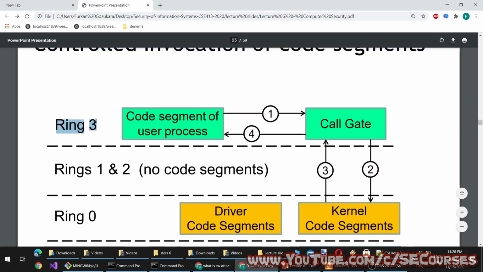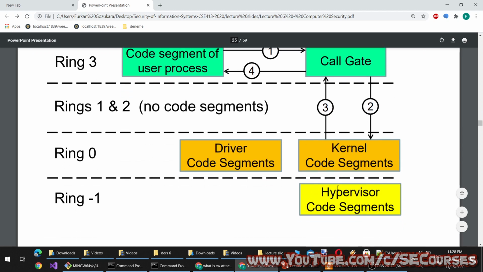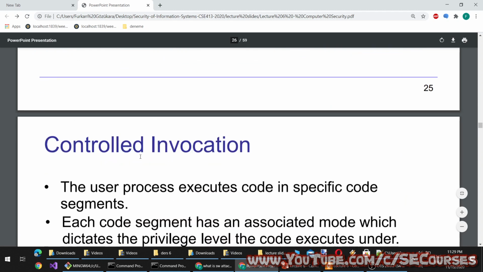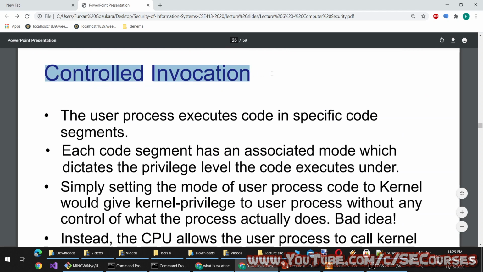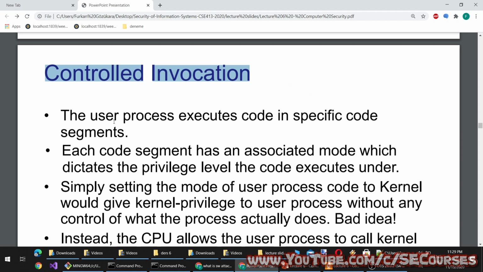Controlled invocation of code segments. Okay, so there is the ring 3 code segment of user processes. It calls a gate, and then the gate calls kernel code segments, and there are driver code segments and hypervisor code segments. Then the kernel code segment returns a value to the call gate, and it returns the value to the code segment of the user process. It is like accessing something from an API. Controlled invocation.